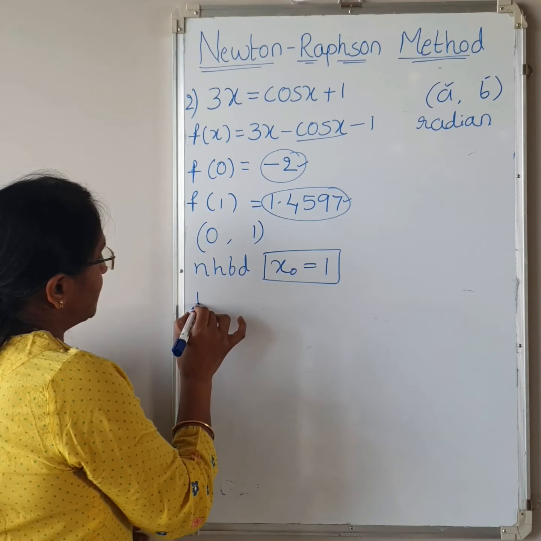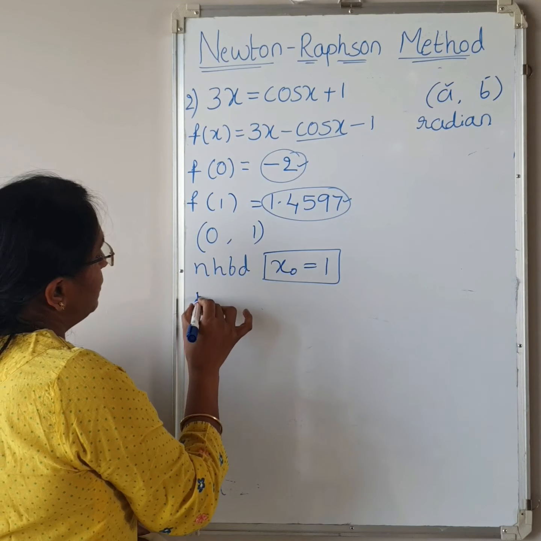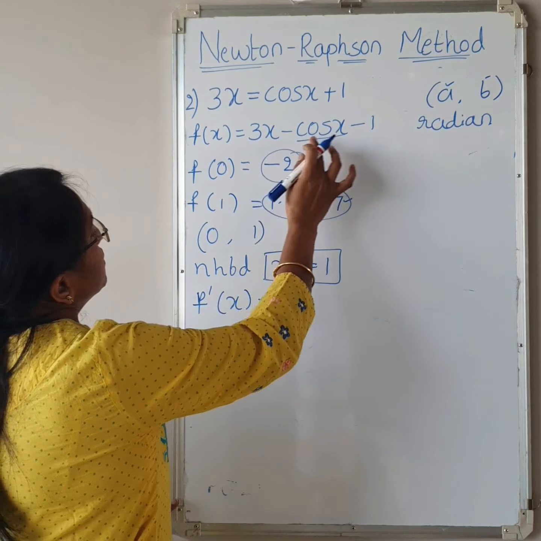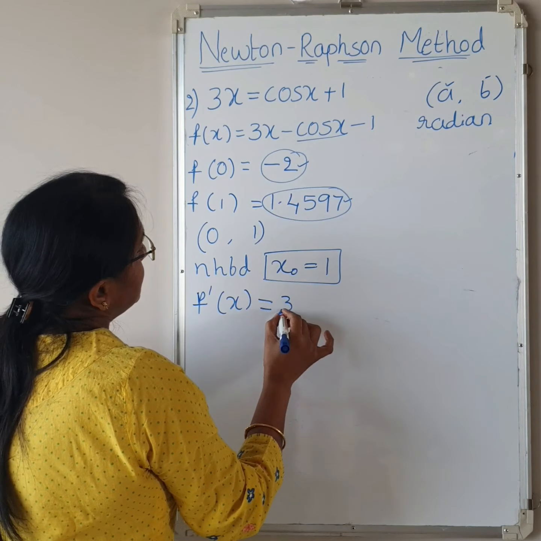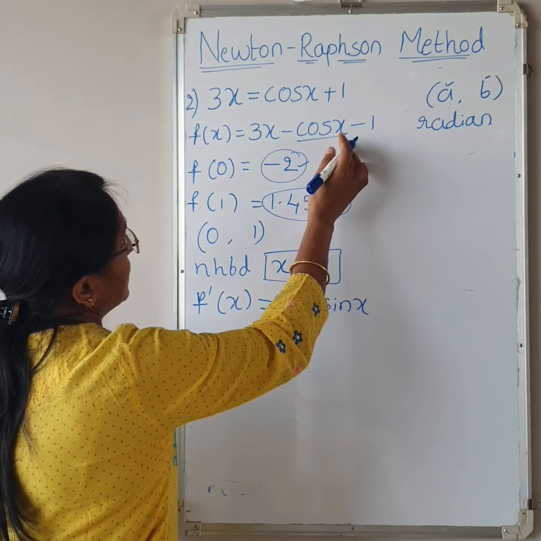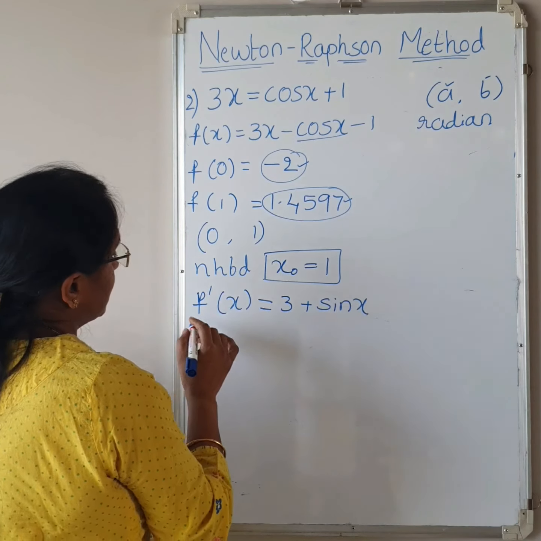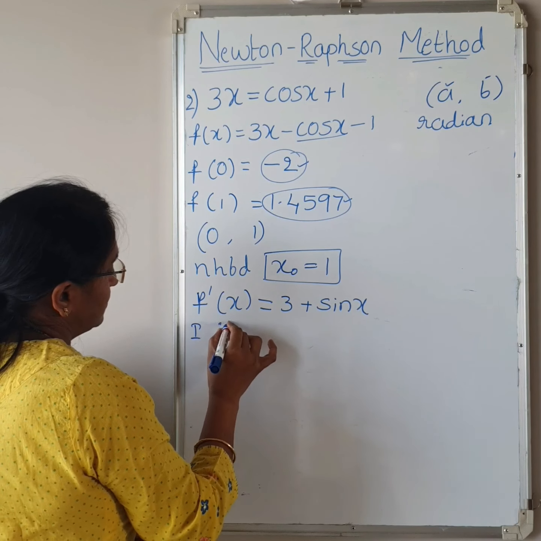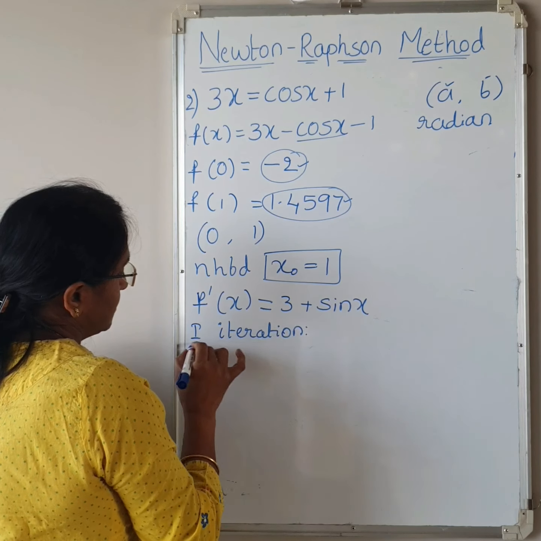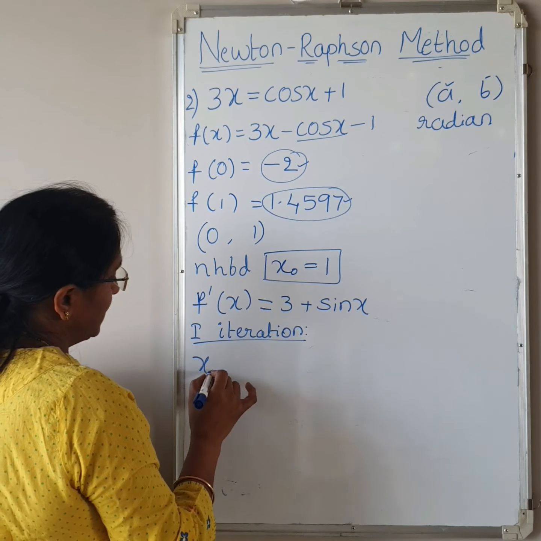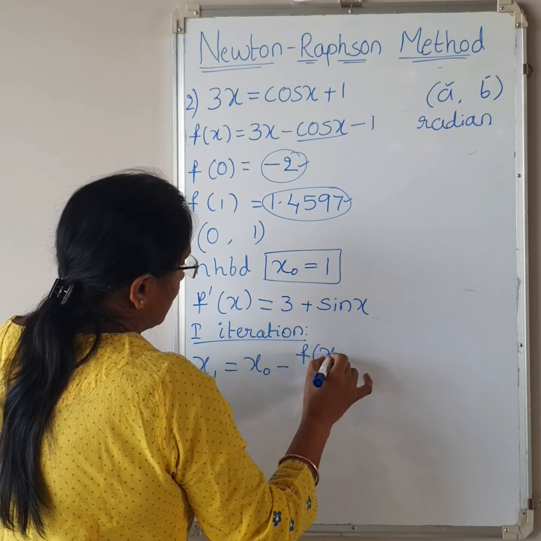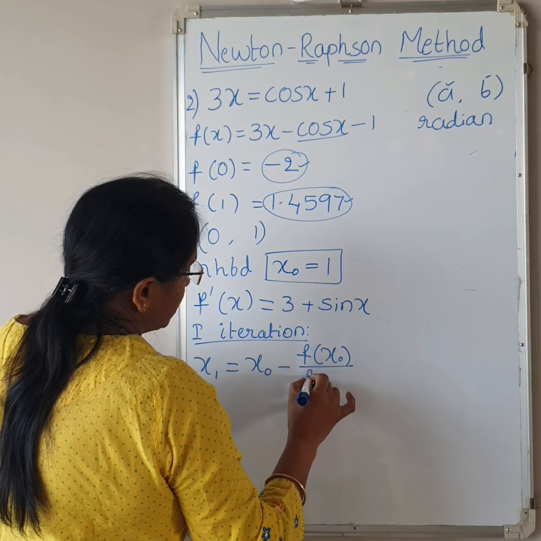Then first iteration. Before taking the first iteration, we will take f dash x also. F dash x is equal to the differentiation of this. It is 3 plus sin x. Differentiation of cos x is minus sin x, so minus plus. Now first iteration. What is the first iteration? x1 is equal to x naught minus f of x naught by f dash x naught.